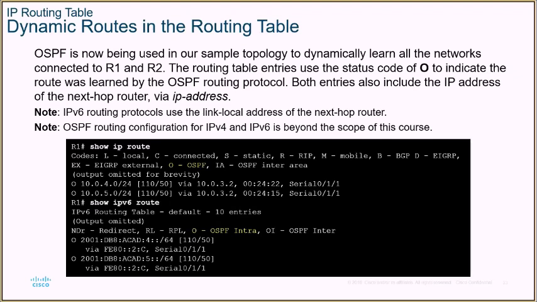So OSPF is now being used in our sample topology to dynamically learn all of the networks connected to R1 and R2. The routing table entries use the status code of O to indicate the route was learned by the OSPF routing protocol. Both entries also include the IP address of the next hop router. Note, IPv6 routing protocols use the link-local address of the next hop router. OSPF routing configuration for IPv4 and IPv6 is beyond the scope of this course. So we actually do OSPF in subsequent subjects.